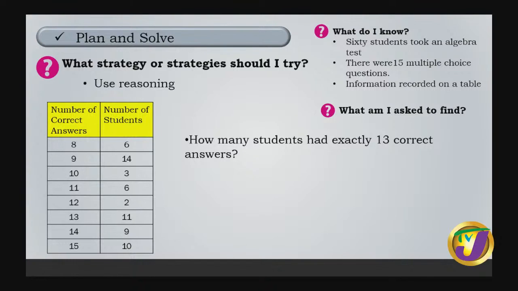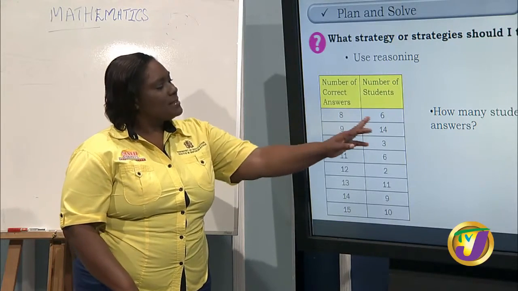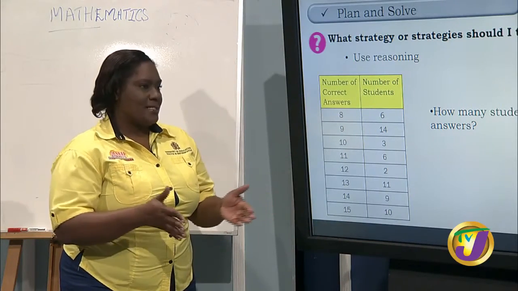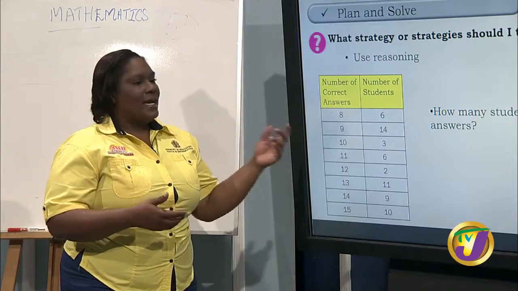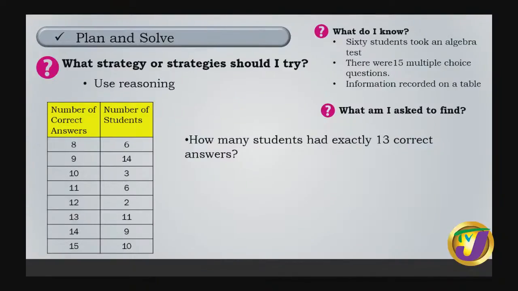We need to reason this table out. And in reasoning the table, what does 8 correct answers with 6 students mean to us? If we were to put this in raw data, I'm acting out the situation. What does 8 mean? It would be 6 students with 8 marks. So I will have a list of 8, 8, 8, 8, 8, 8. Raw data.